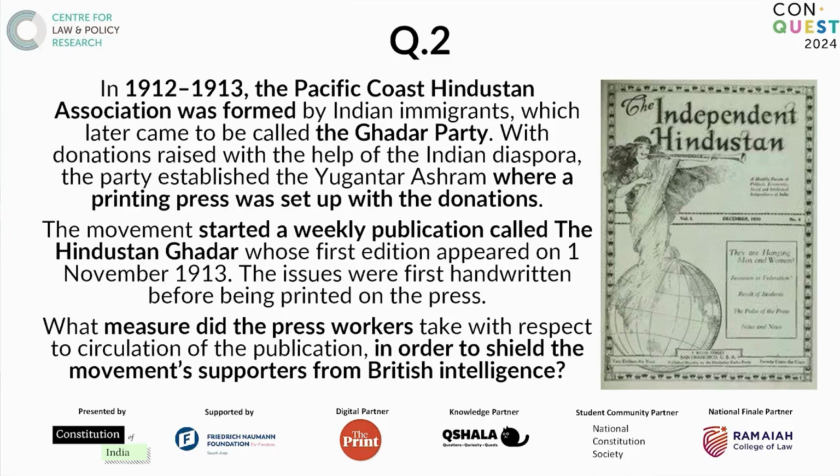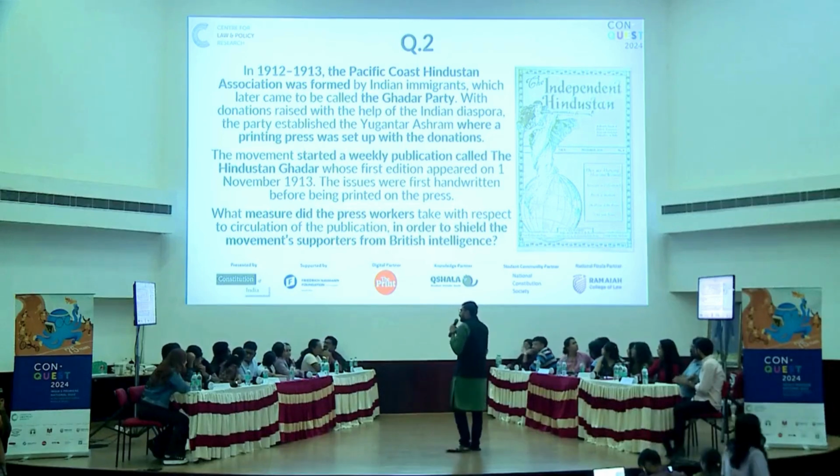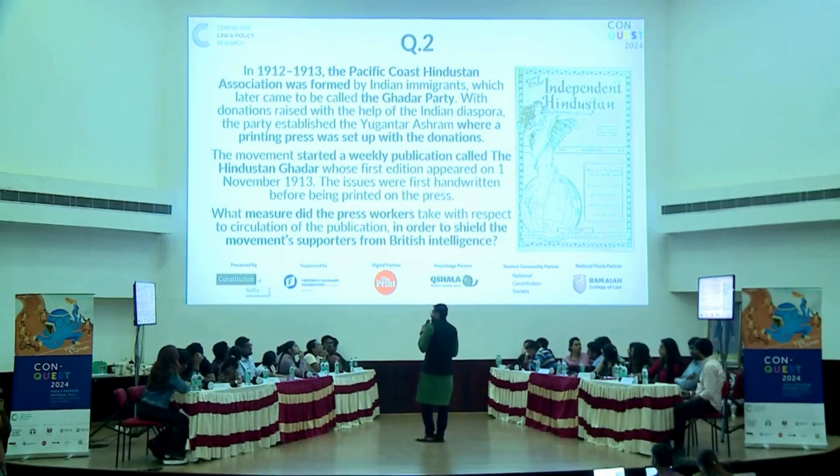What measure did the press workers take with respect to circulation of the publication in order to shield from the British intelligence, right? So in order to protect the movement supporters from British intelligence, what specific action did the press workers of the Hindustan Gaddar take to protect them, right? This can be a creative answer. You can work out an answer. It could be anybody's guess. Put yourself into their place.